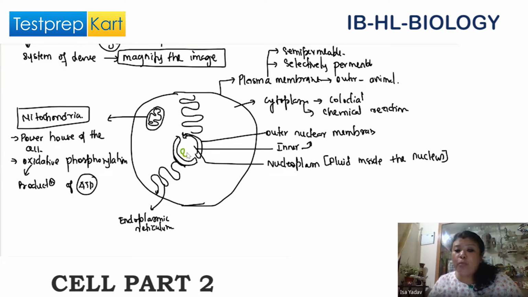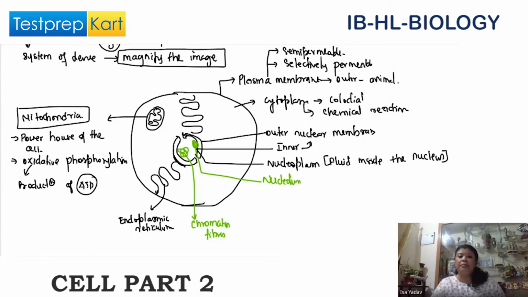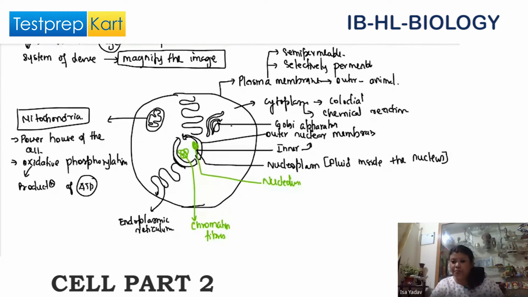We also have chromatin fibers. These are nothing but chromatin fibers. We also have a structure which is termed nucleolus. Other than that, in that cell, we will also have another structure which is termed Golgi apparatus. Clear?